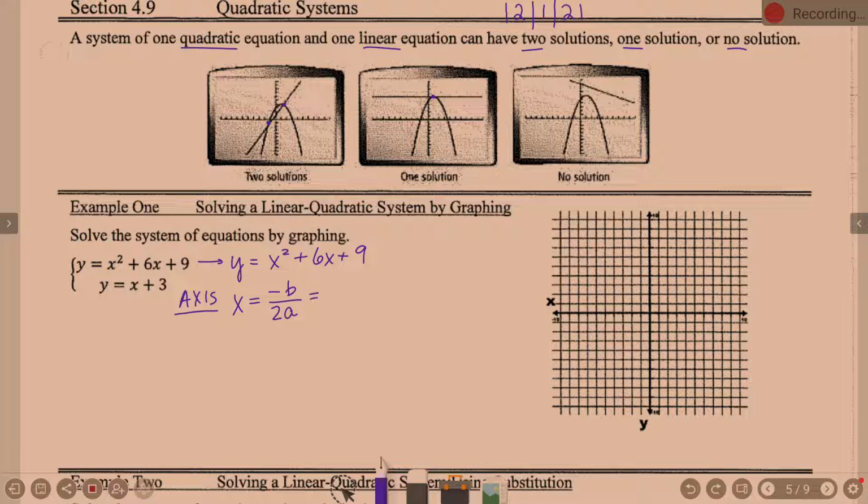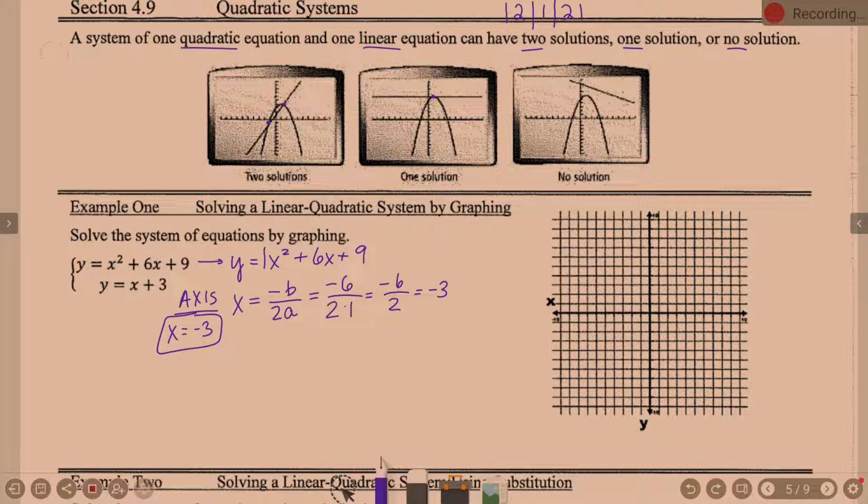So, negative b over 2a. Negative of, what's b? 6 over 2 times, what's a? The invisible 1. So, negative 6 over 2 times 1 is 2. Negative 6 over 2 is negative 3. So we have an axis of symmetry at negative 3.